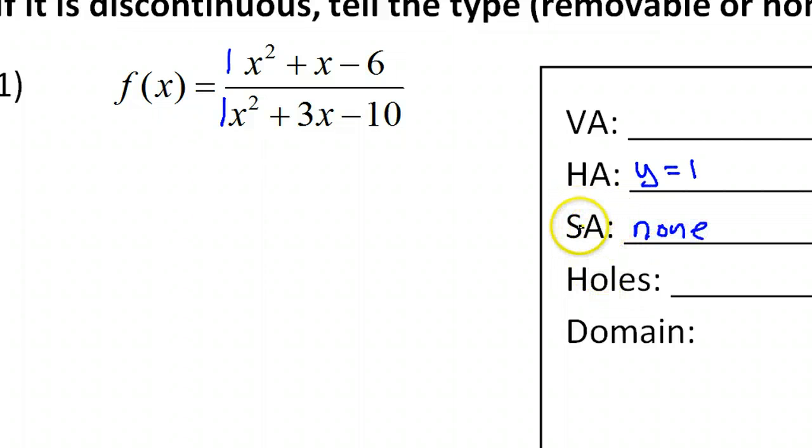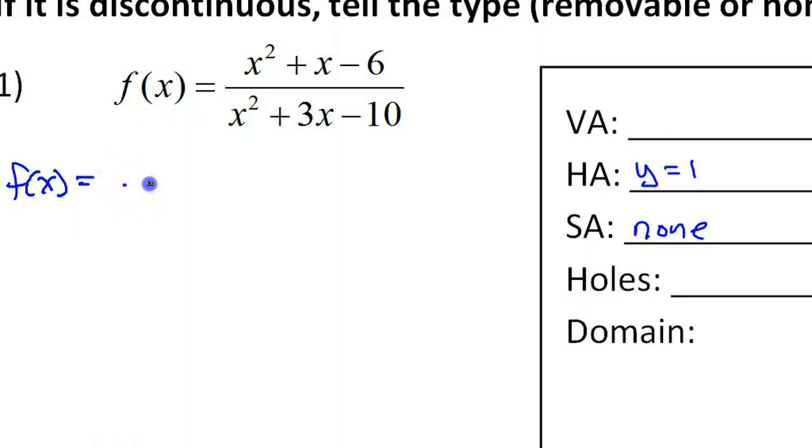Alright, slant asymptote will occur if the top degree is 1 higher than the bottom. So that's not happening, so there is no slant asymptote. So now let's talk about vertical asymptotes and holes. For that, we're going to need to factor these two polynomials in the numerator and the denominator. So let's see. So we've got f of x equals.